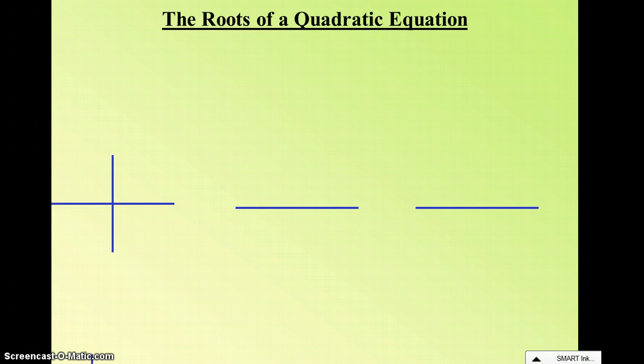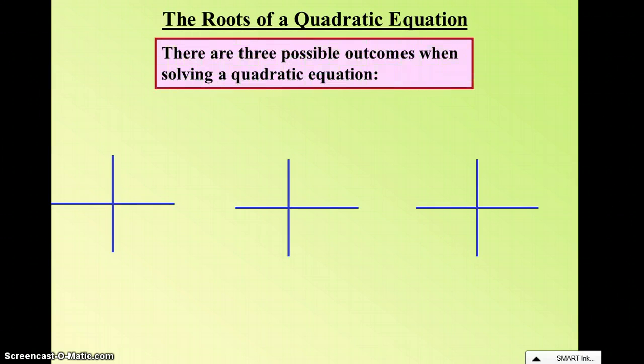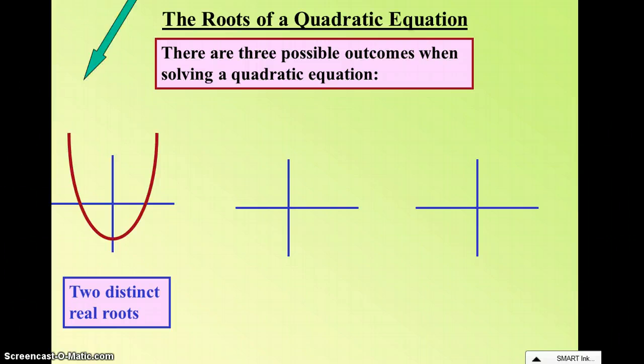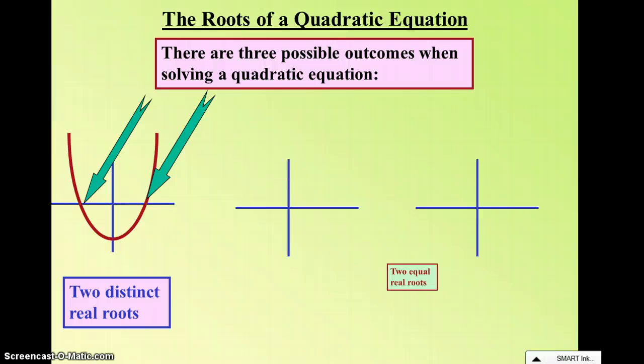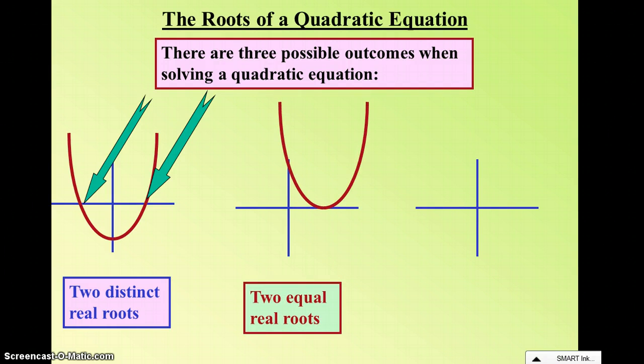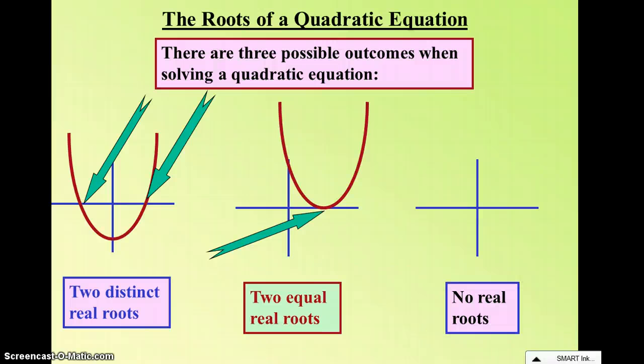Excellent. So let's just look at the roots of a quadratic equation. There are three possible outcomes when solving a quadratic equation. We can have two distinct and real roots, as indicated by this graph. We could have two equal and real roots, as indicated by this graph, where the vertex is on the x-axis, has one x-intercept. Or we could have no real roots, where the graph never touches the x-axis. Then there are no solutions to the corresponding quadratic equation.